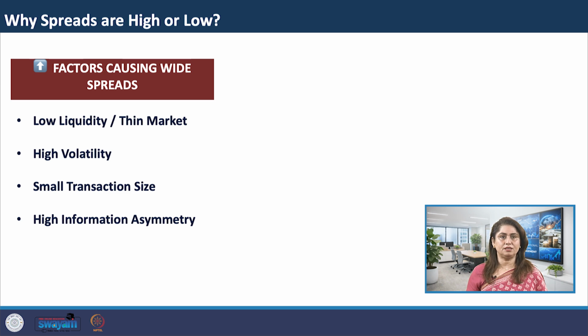Why do spreads sometimes become wide? The first reason is low liquidity or a thin market. When there are fewer buyers and sellers, it becomes harder for dealers to offset positions quickly, so they keep a larger spread for protection.